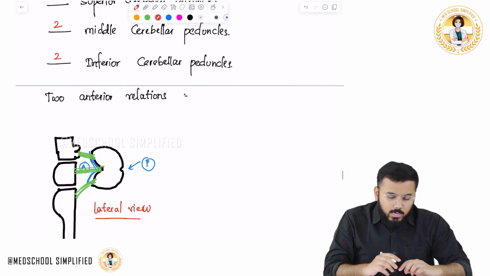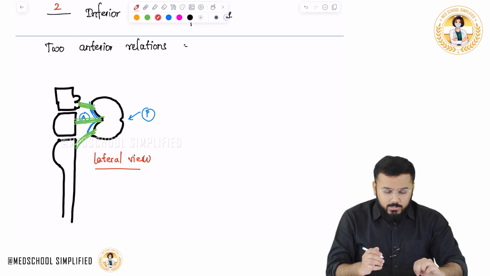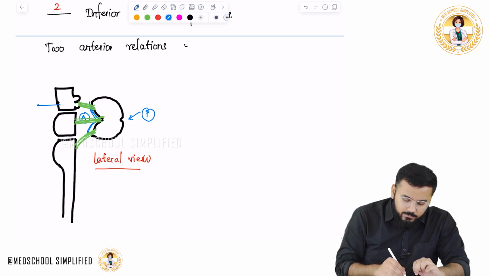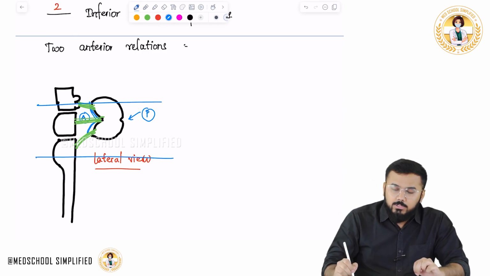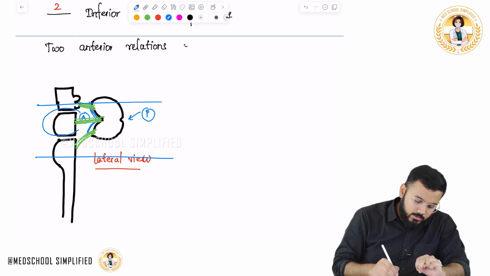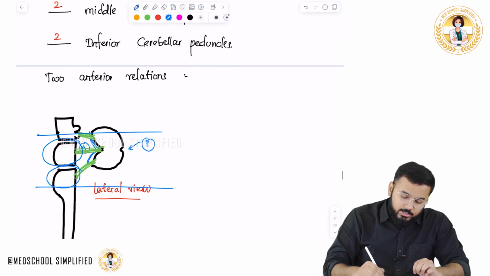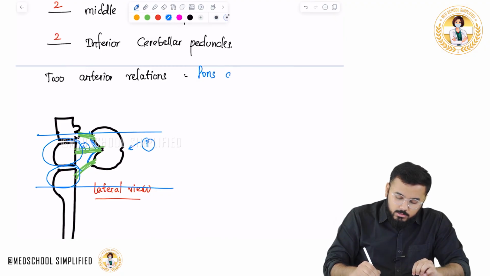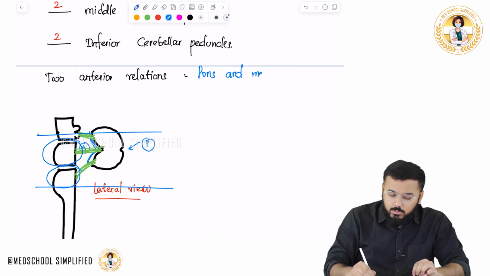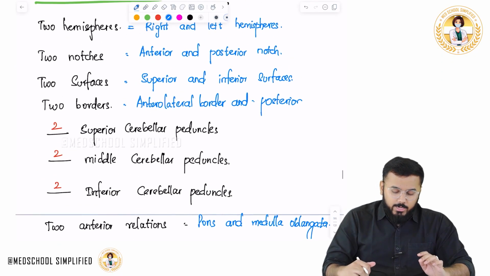Next important thing, what are the two anterior relations of the cerebellum? Exactly, if this is your cerebellum, right in front of the cerebellum, what are the two structures that are located? One is the pons, another one is your medulla oblongata. So, the anterior relations are the pons and the medulla oblongata. These are some of the important things which you need to know.